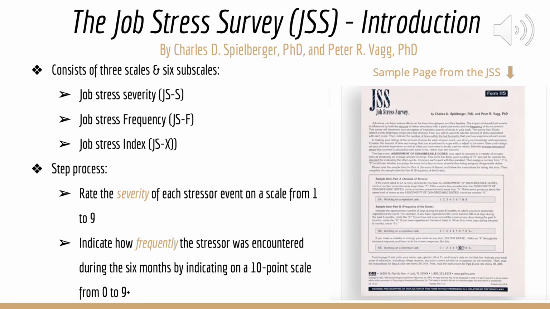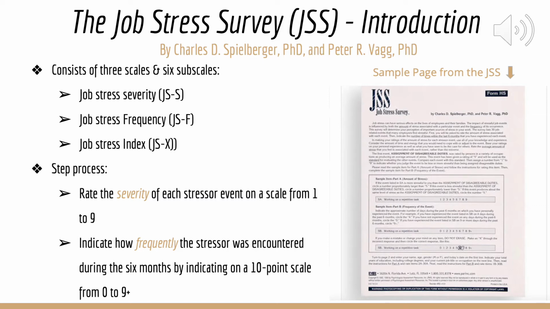To continue the introduction, the JSS consists of 3 scales and 6 subscales. The 3 scales are job stress severity, job stress frequency, and the job stress index. The step process of this scale is first, the employee has to rate the severity of each stressor provided on a scale from 1 to 9, 1 being the lowest and 9 being the highest.